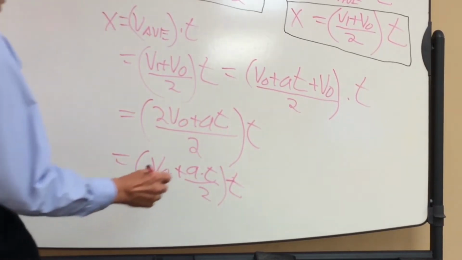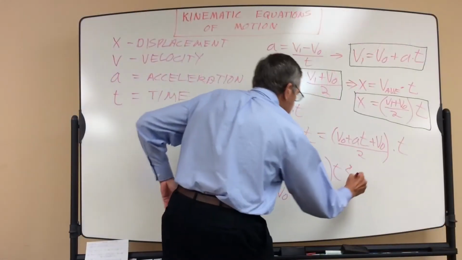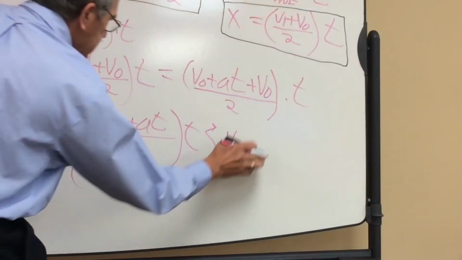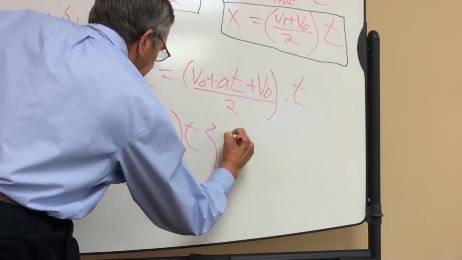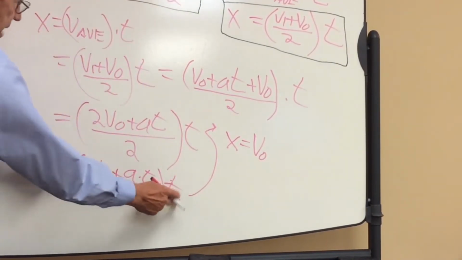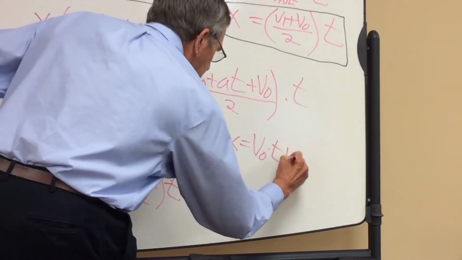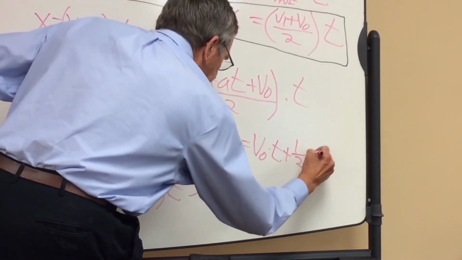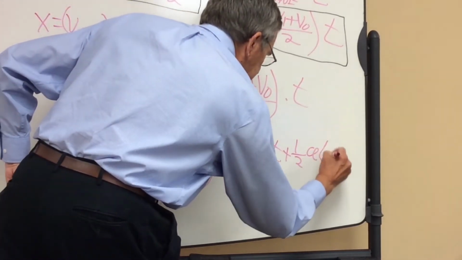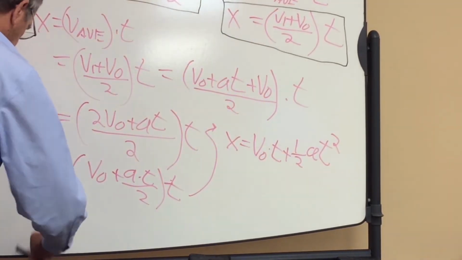Final step, I'll bring it right up here. Let me go ahead and write the X down here: X equals V0 times T plus 1/2 A, this T times that T is T squared. So let me put a bracket around that.